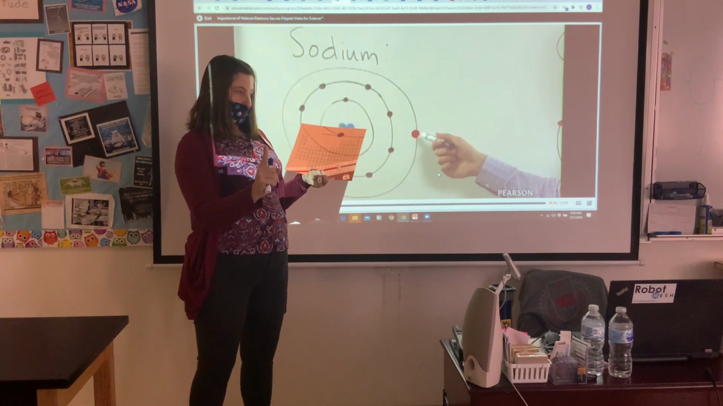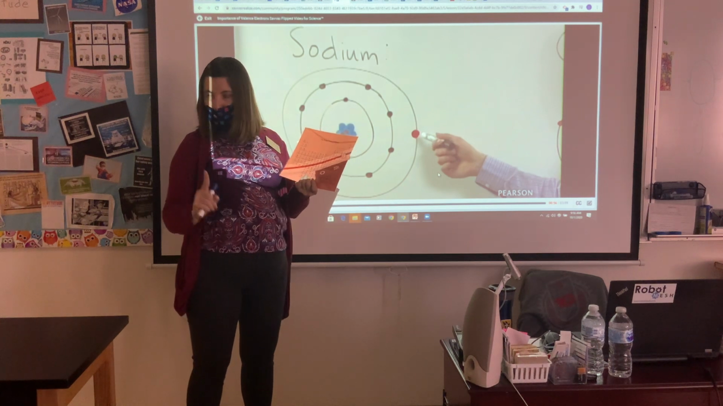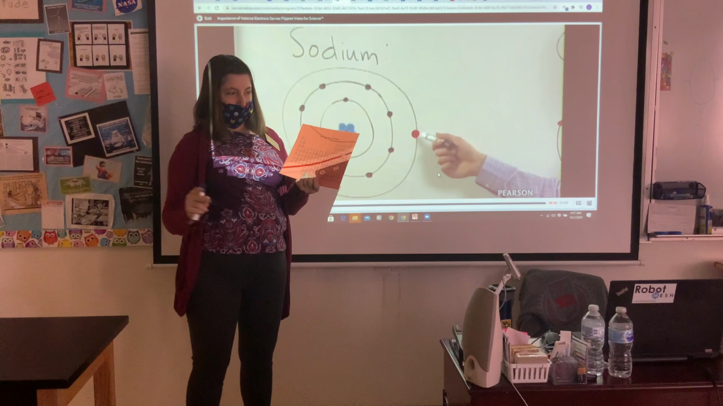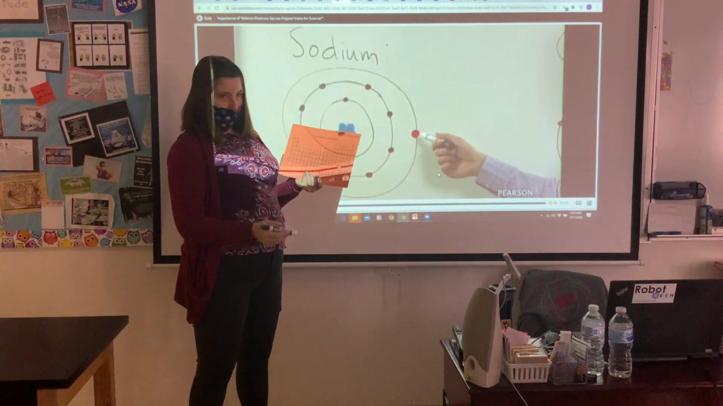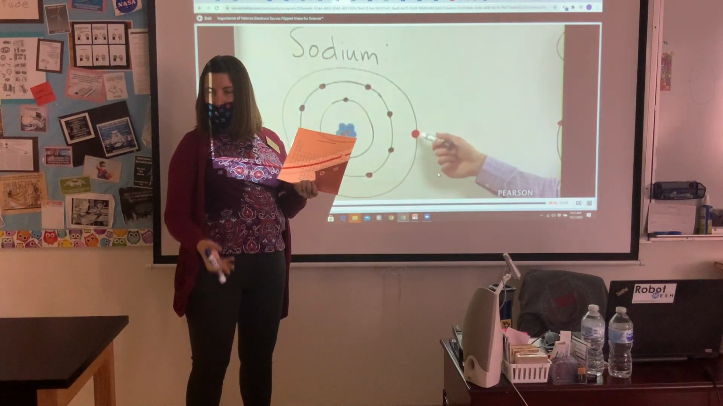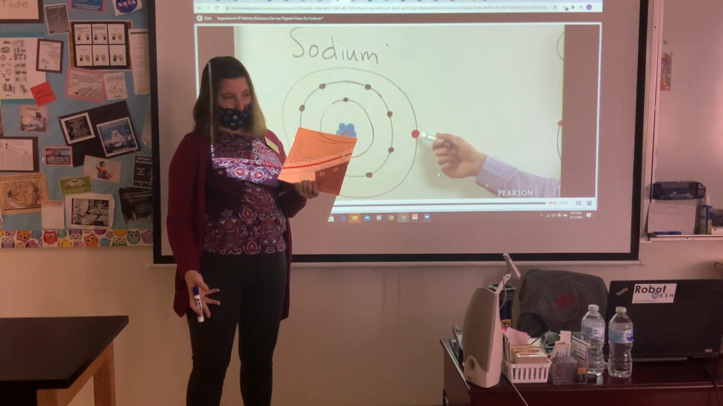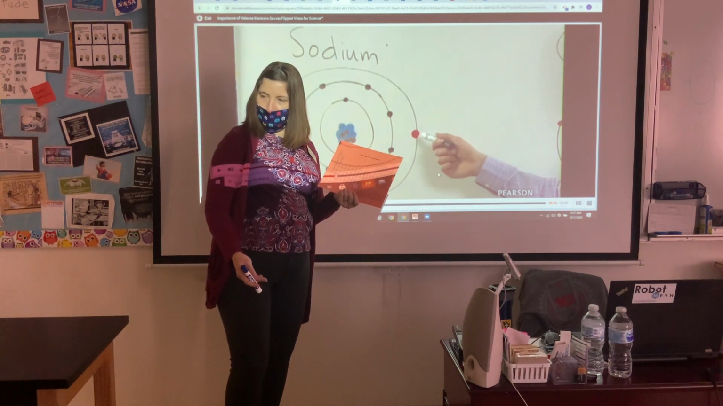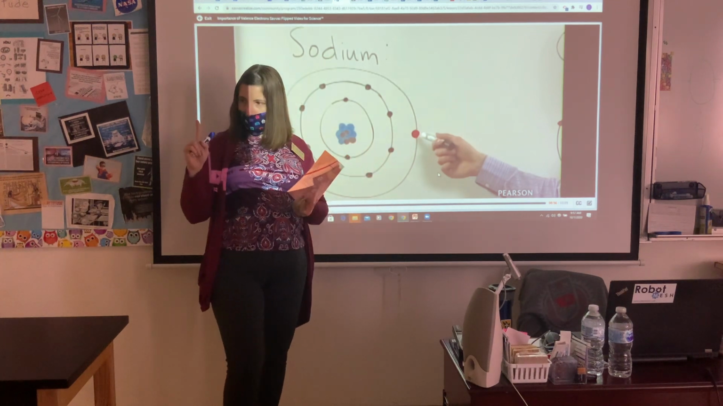Okay? Group 1 has 1, group 2 has 2, because that's their ones place. When I get to fluorine, group 17 has 7. What about group 18? It has 8. What about hydrogen? Hydrogen has 1.